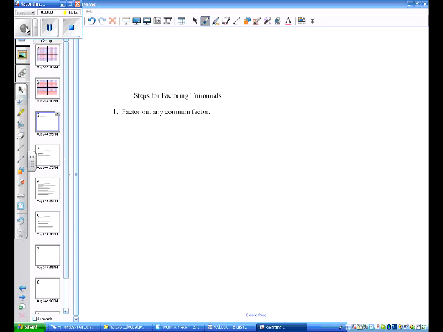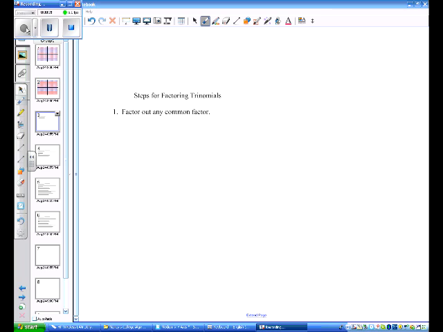Before we begin looking at solving our quadratics by several different methods, I want to go through and review factoring a trinomial, because we'll use that in solving quadratics, and we also use it in some other things when we get into our rational polynomial expressions. So as we begin factoring our trinomials, I'm going to give you a list of steps that will help you factor it, I think, the easiest way.